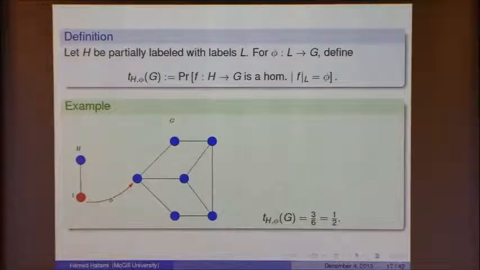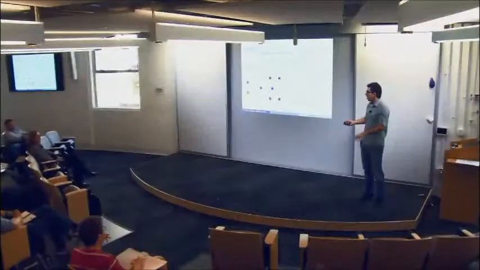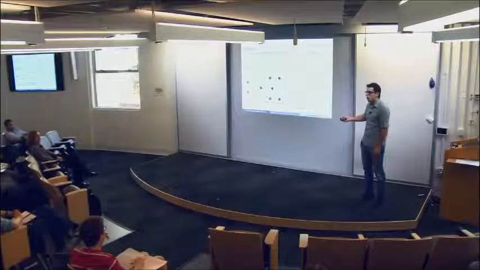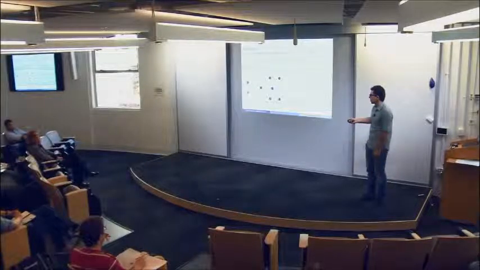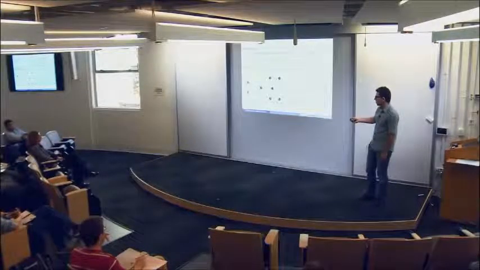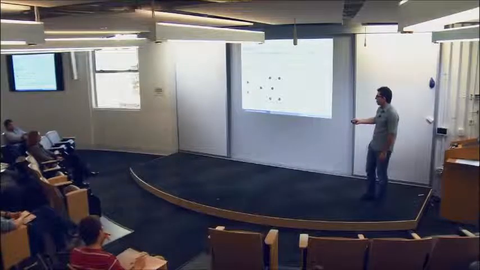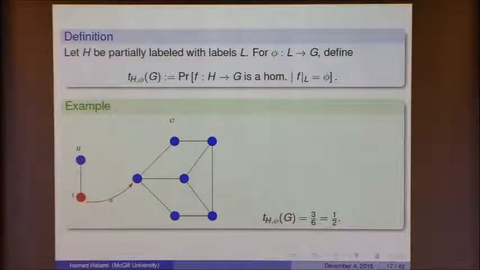Do the labels attach to specific nodes? Yes, so some nodes are labeled in the graph H, and this map phi tells you where those should go, and then after that you do the probabilistic step. So here I have this one labeled graph. Phi tells me that this vertex should go here, and now the T is 3 over 4. So the only way to get a homomorphism is to map this other unlabeled vertex to one of these 3 vertices. So 3 out of the 6 choices I have, so I get half. It kind of gives me the normalized degree of this vertex, for example.